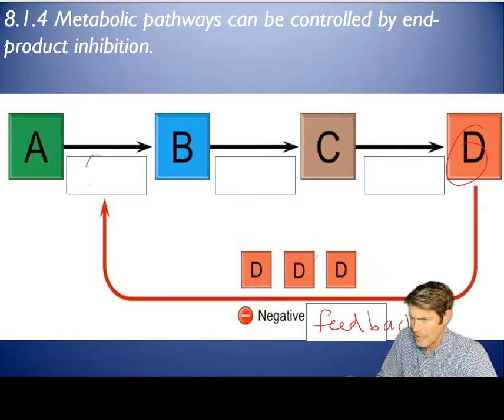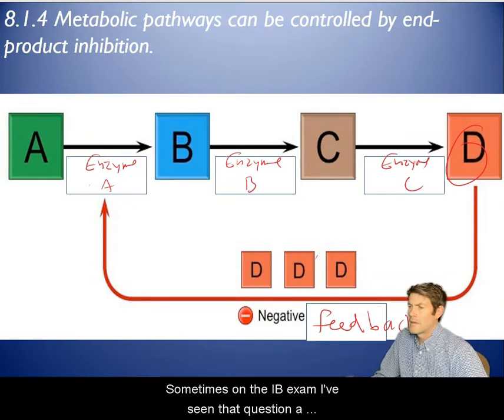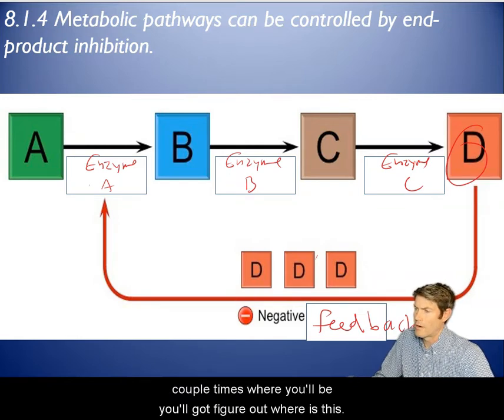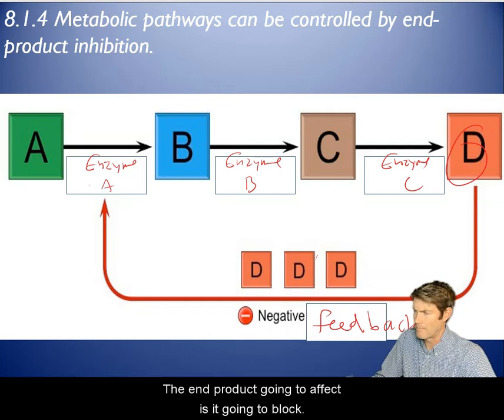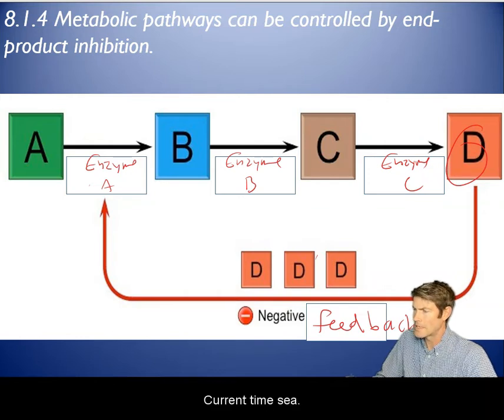So enzyme A, we'll call it, enzyme B, enzyme C. Sometimes on the IB exam, I've seen the question a couple times where you've got to figure out, well, where is the end product going to affect? Is it going to block this enzyme going from product A to B, or enzyme B, or enzyme C?